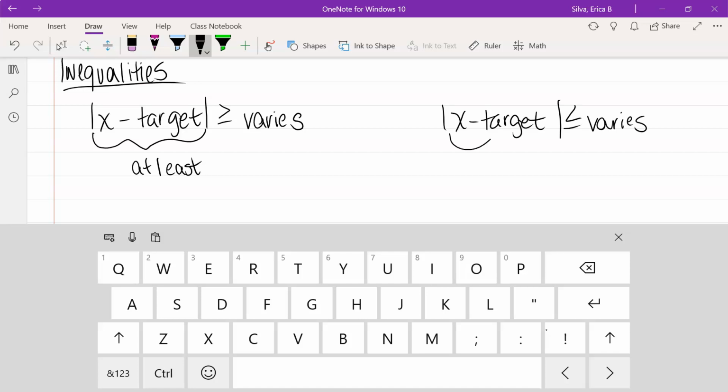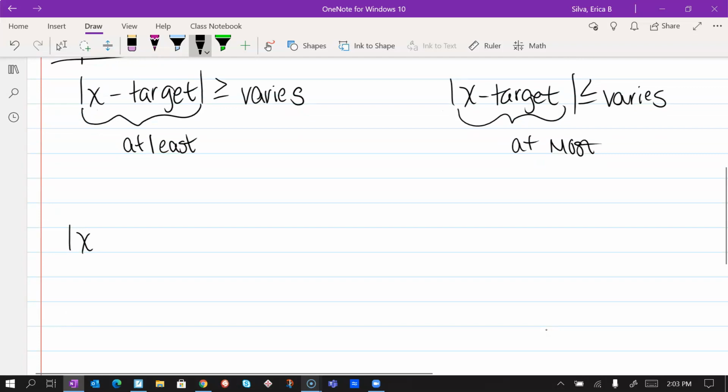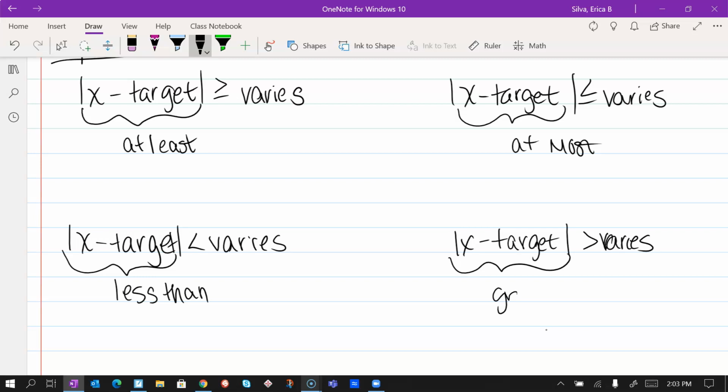And it's usually when we say this is at, well, x minus our target less than our varied amount. And that's when this part is less than. And then finally, x minus our target greater than our varied amount. And that's when this side is greater than.